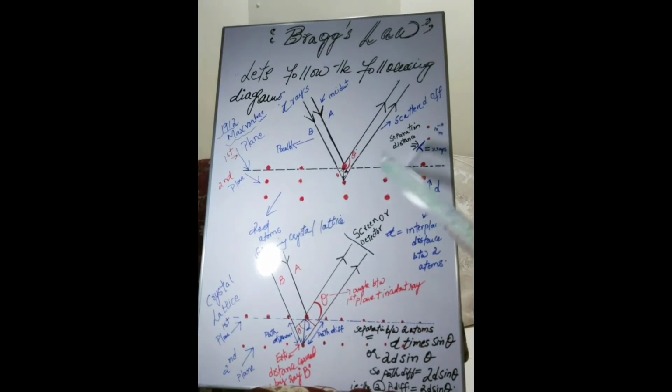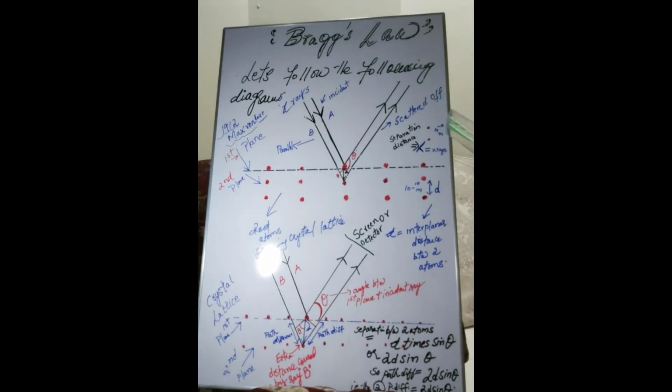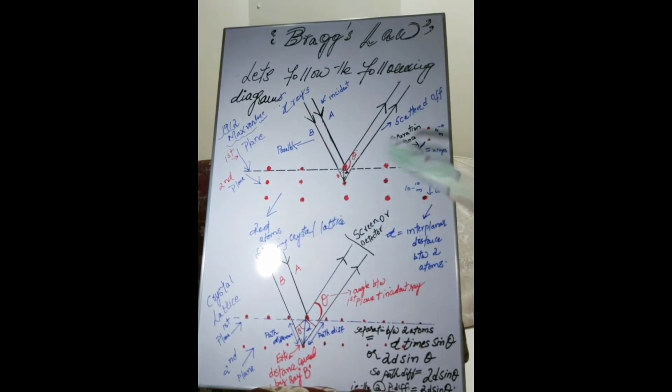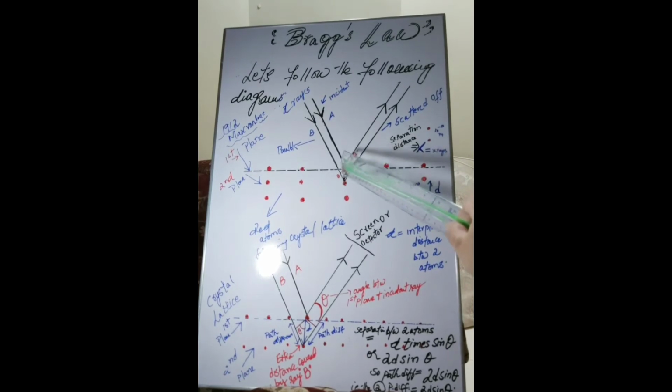Now the distance between any two atoms. Here I have written, you can see this one and this one, these two atoms. The distance between any two atoms is equal to 10 raised to power minus 10, and we can denote this with a small d. Now here you can see this is the distance between the first atom and the second atom in the crystal lattice, and it is denoted by d.